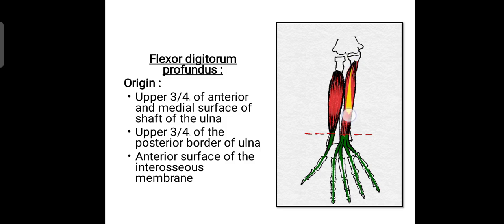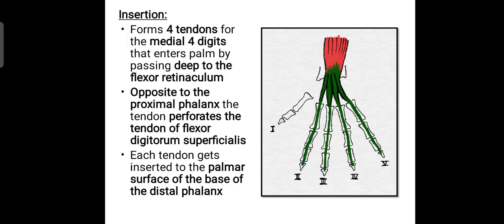As you draw down, you can see that the muscle fibers are converging and finally splitting up into four tendons, isn't it? The green color represents the tendinous part of the muscle. So we will have a closer look at the insertion. Here we have a clear picture where the lower part of the flexor digitorum profundus is there with the tendons getting separated. We have four tendons which will be individually going to the medial four digits.